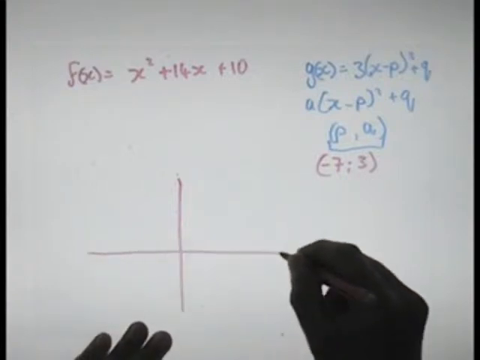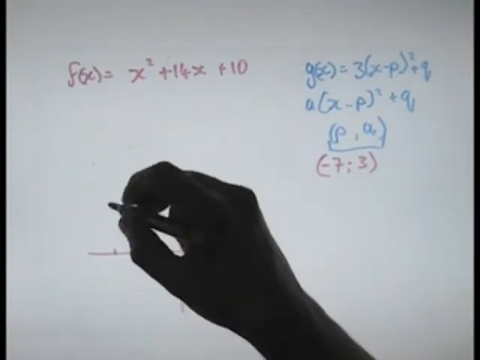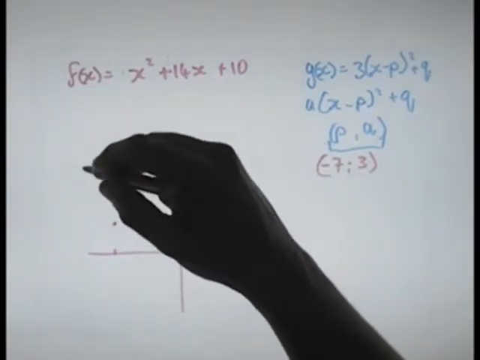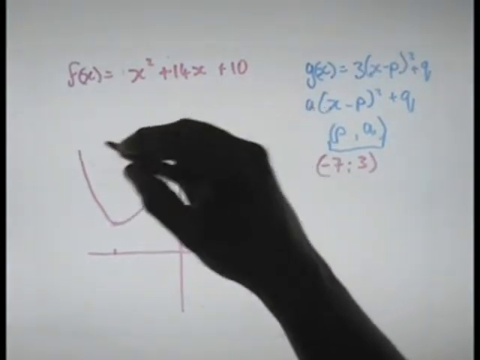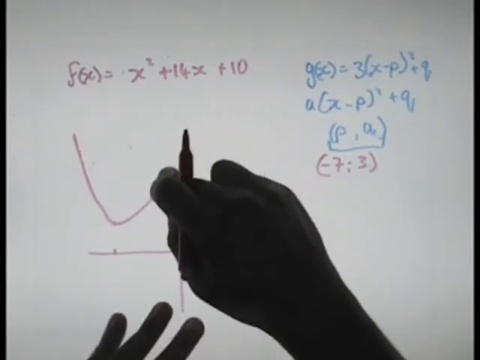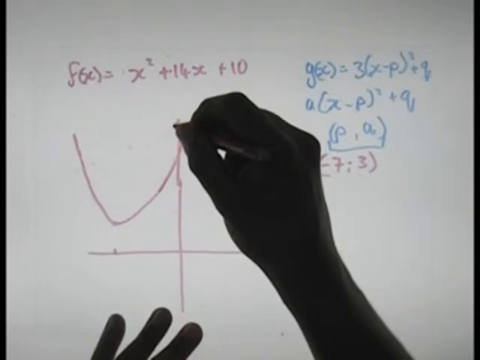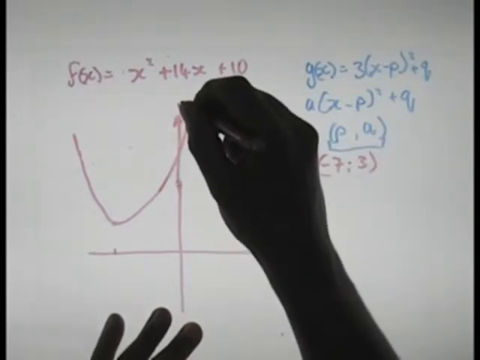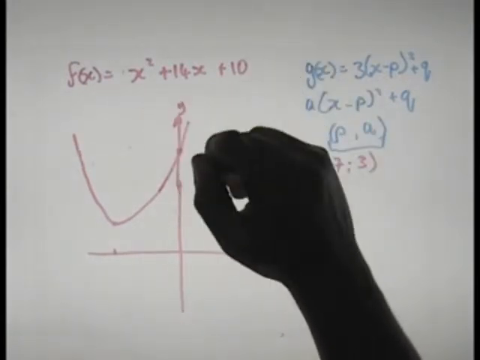Point at x is equal to -7, y is equal to +3, and because the a value is +1, it's a smiley face graph, which means that our graph, let's just neaten it out, is going to look like that. By the way, it's a parabola, if you didn't know that already. And it's going to cut the y-axis at x is equal to 0.